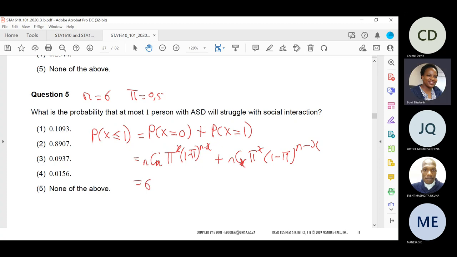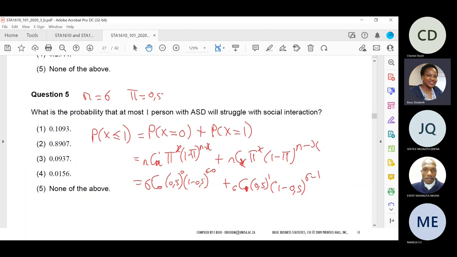Substitute 6, 0, 0.5, 1 minus 0.5, 6 minus 0, plus 6, 1, times 0.5 to the power 1, times 1 minus 0.5 to the power 6 minus 1. And you will solve that.